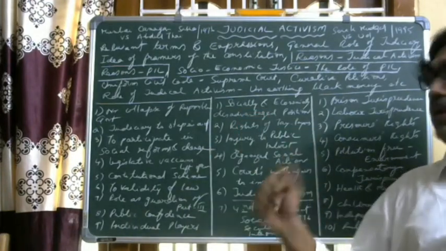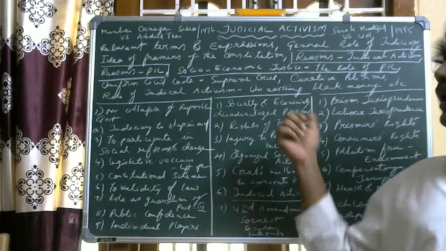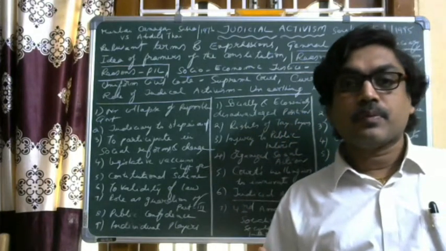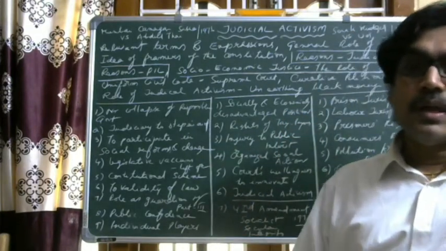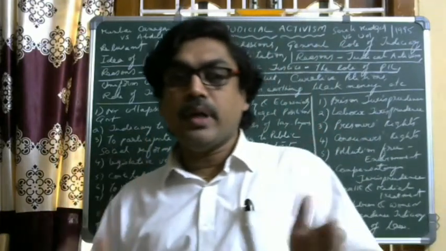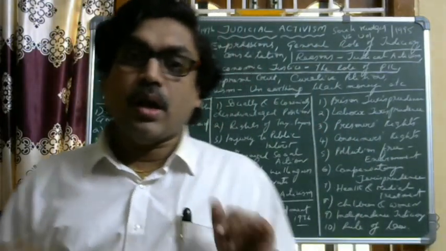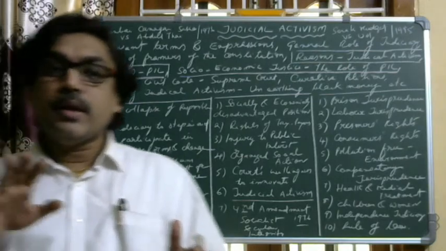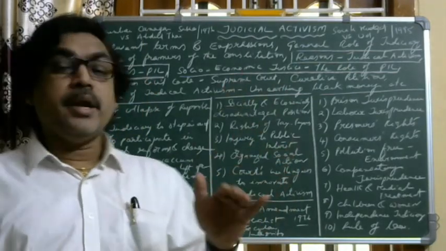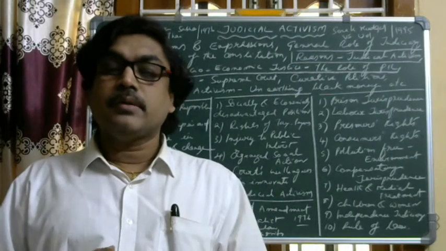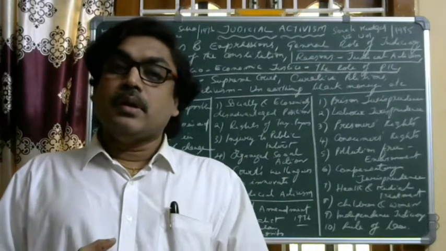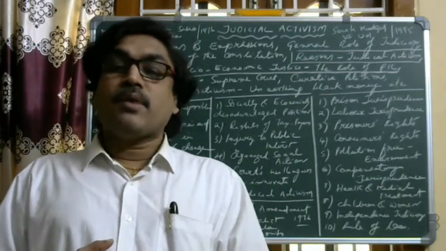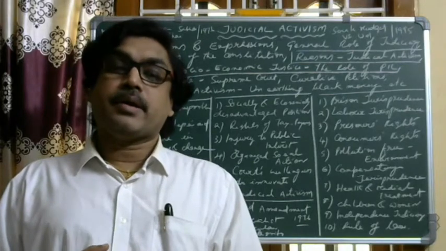First one is socially and economically disadvantaged position. Already we discussed that according to Article 14, all are equal before the law. So if all are equal before the law, and there is any socially and economically disadvantaged position, that shall be one of the reasons for public interest litigation.